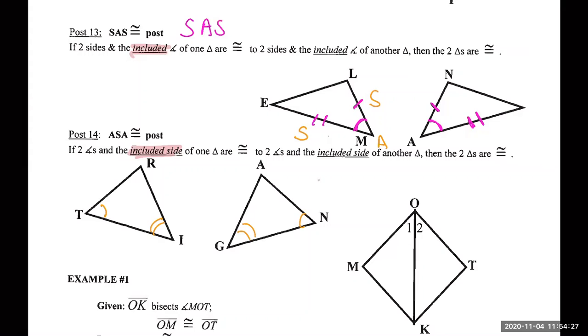What do you think on the left triangle? What's the included side between the two angles? What's the included side on the left triangle? Okay, what's the included side? Good. Between the two given angles.